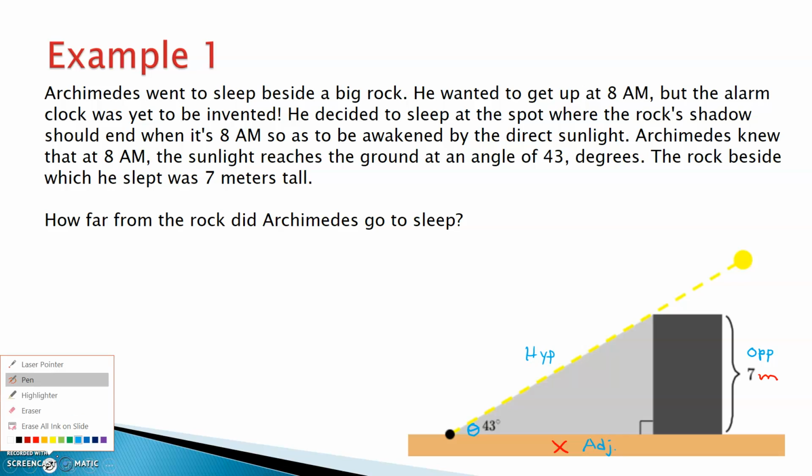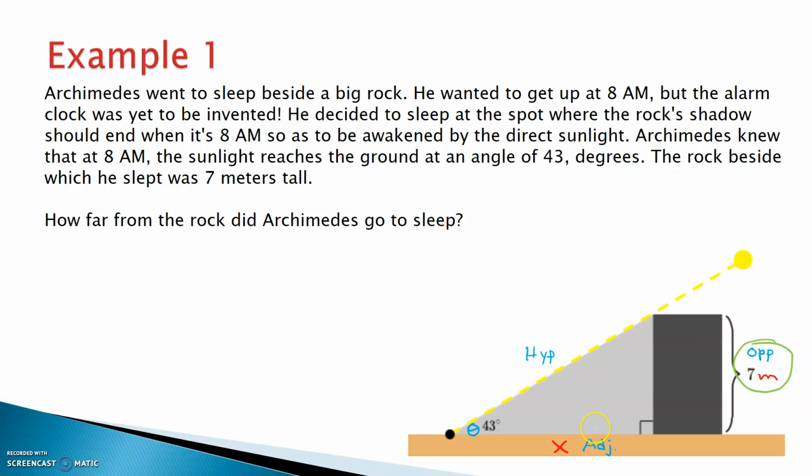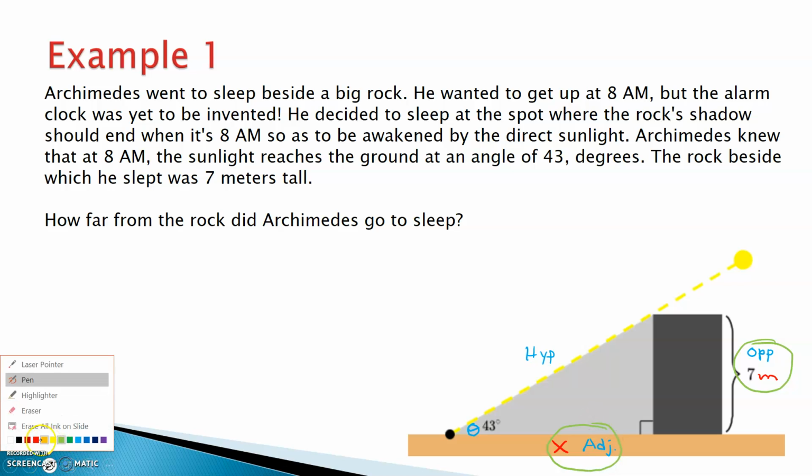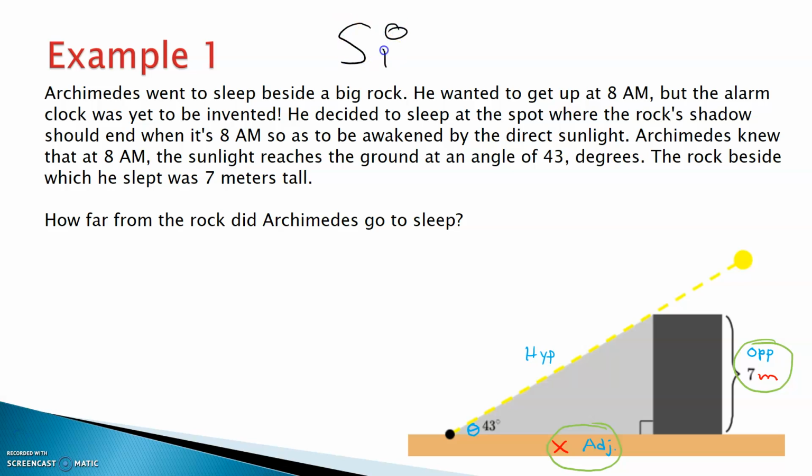Now let's ask ourselves, what do they give us and what are we trying to find? Well, they gave us at the rock the opposite side is 7 meters. And what am I trying to find? My adjacent side. So going back to SOHCAHTOA, which of these is it going to be? Which one is talking about opposites and adjacents? That's going to be tangent. I know that tangent of theta is equal to my opposite over my adjacent.